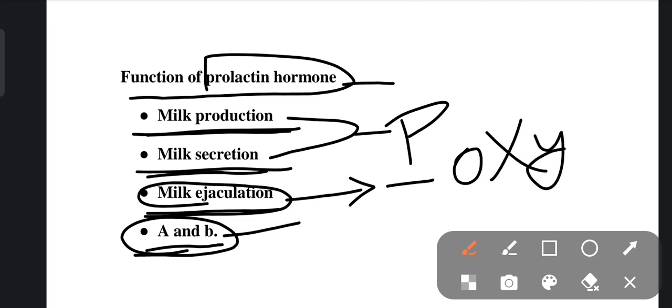Based on the function of oxytocin, when the baby is sucking the mother's nipple, at that time, during the nipple reflex, which goes to the hypothalamus, which secretes the oxytocin, which leads to the milk ejection.